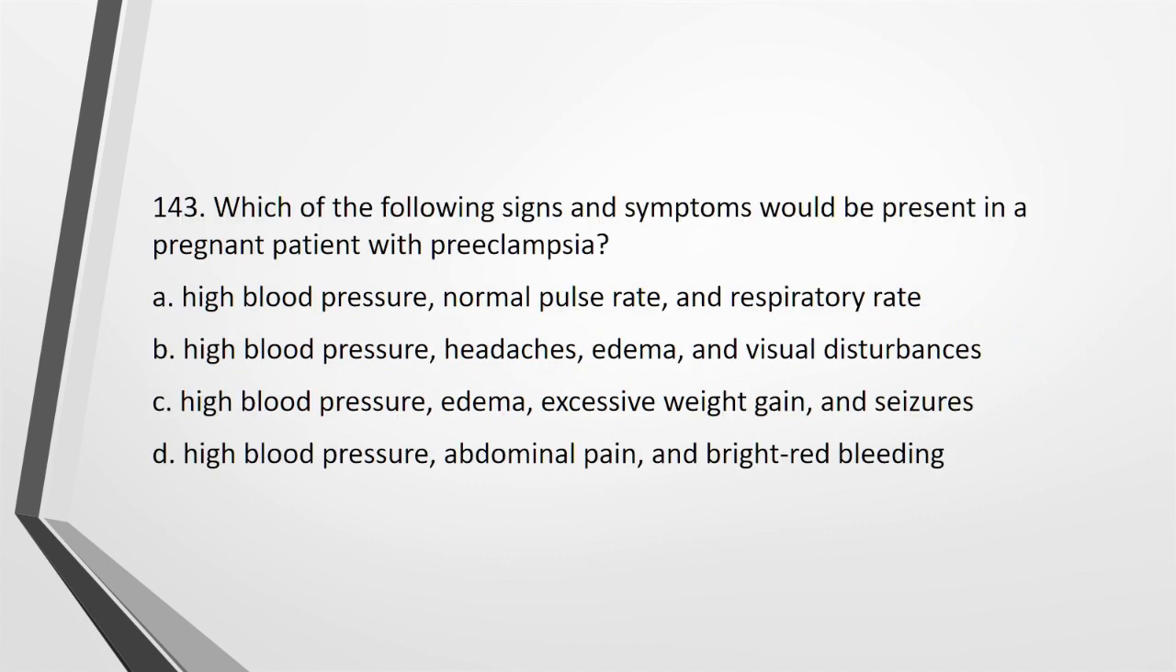143. Which of the following signs and symptoms would be present in a pregnant patient with preeclampsia? A. High blood pressure, normal pulse rate, and respiratory rate. B. High blood pressure, headaches, edema, and visual disturbances. C. High blood pressure, edema, excessive weight gain, and seizures. D. High blood pressure, abdominal pain, and bright red bleeding.